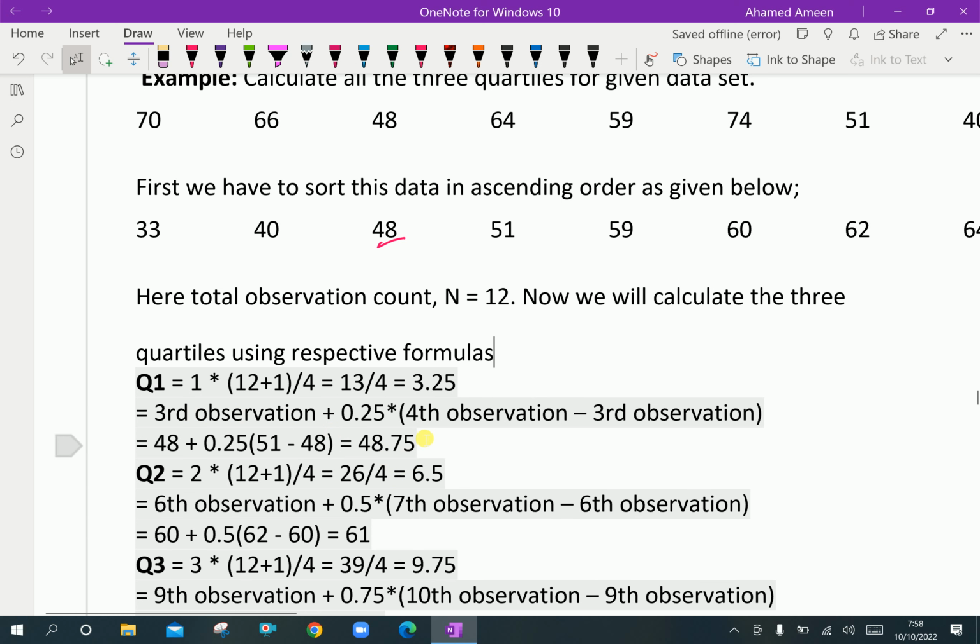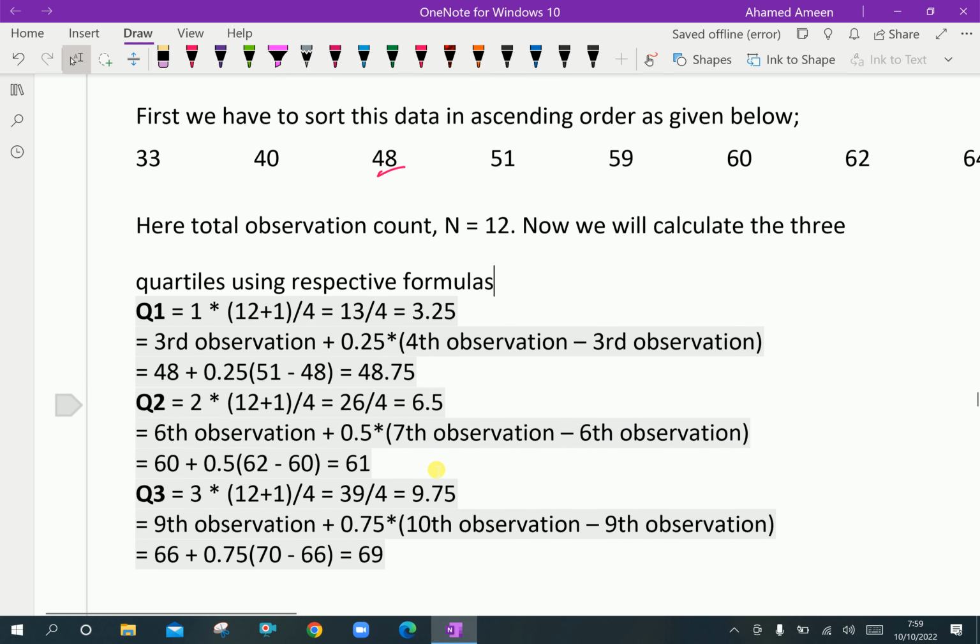This 48.75 is not in this set, but we have to understand that because the decimal place comes, we have to consider our first quartile as 48.75.